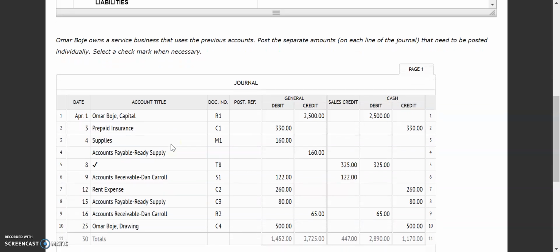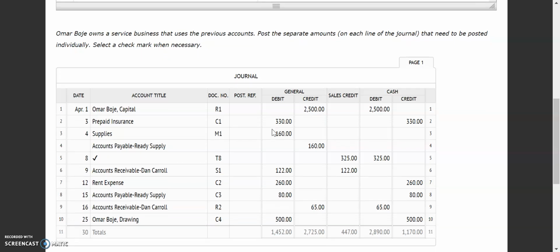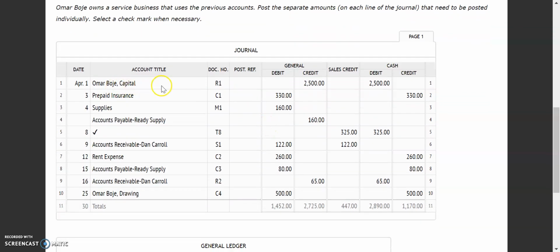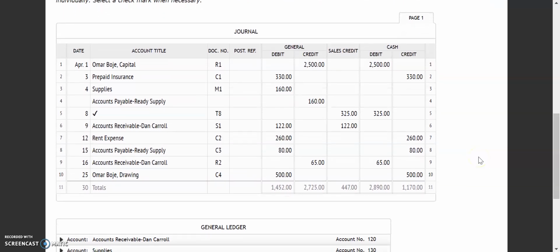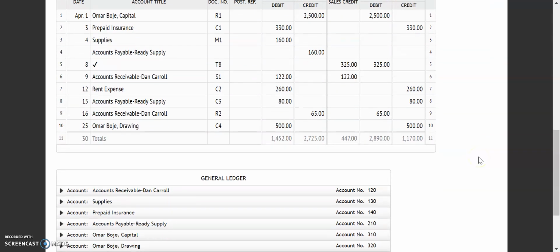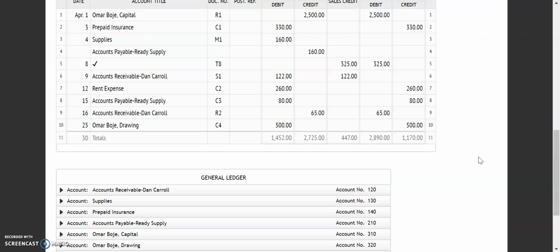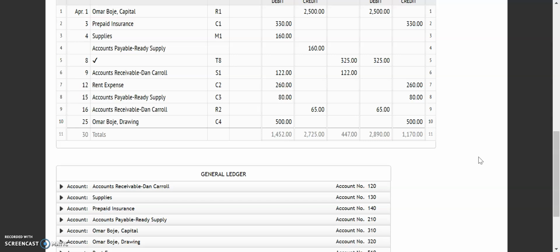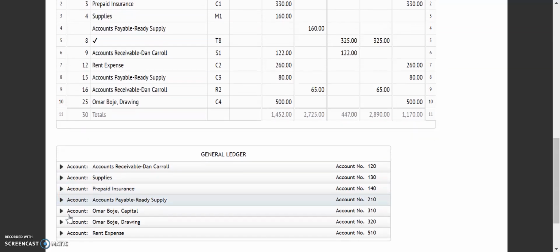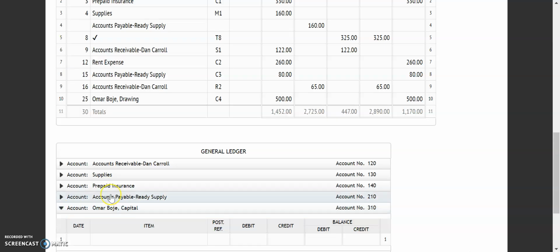Remember that the very first step when we're posting is to post individually, which means we're going to post anything that appears in our general debit or general credit columns. So the first thing we're going to do is post our first line, which is for our Omar Boji Capital. The downside about posting in MindTap is that you do have to do a bit of scrolling. It's kind of annoying, but we're going to make the most of it because the flip side is, of course, that you would handwrite everything, and that gets to be very time consuming too. So we're going to scroll down to our general ledger, and we're going to open up our Omar Boji Capital.